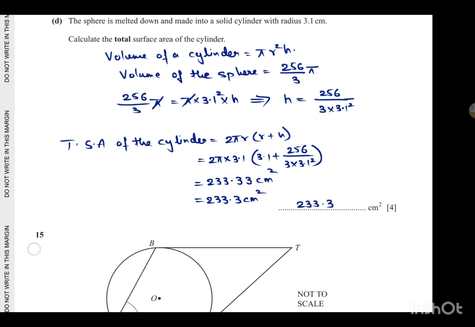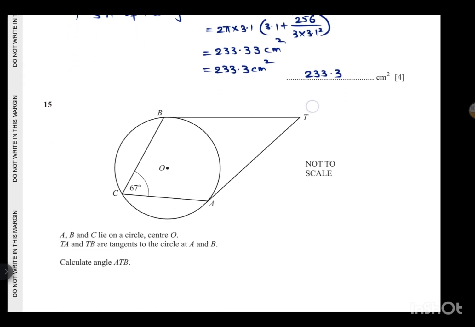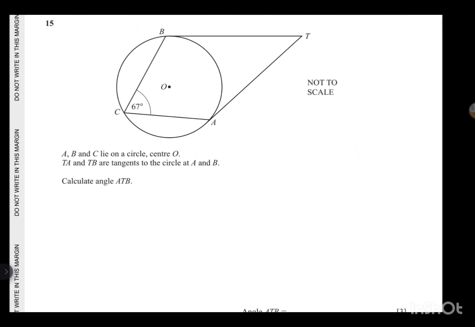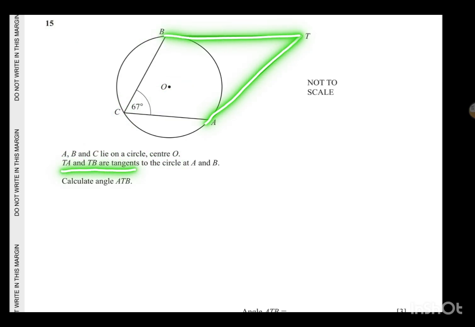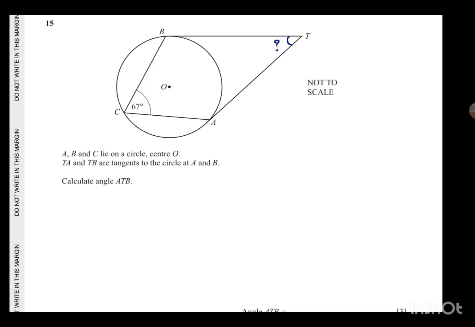Question number 15 now. A, B, C lie on a circle, center O. This is the center. TA and TB are tangents to the circle at A and B respectively. Calculate angle ATB. We need to find out the angle. This is not given.